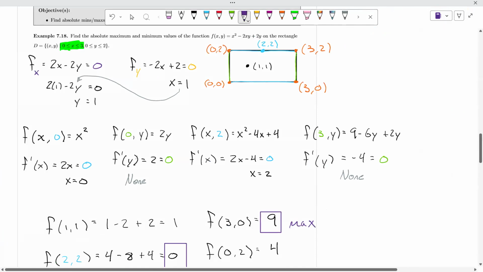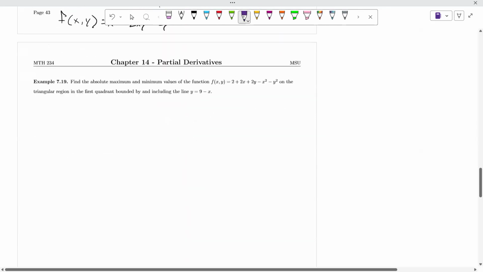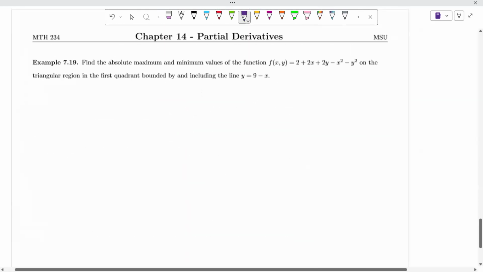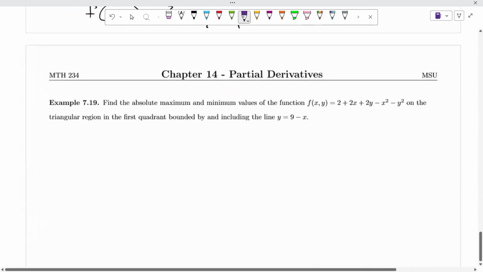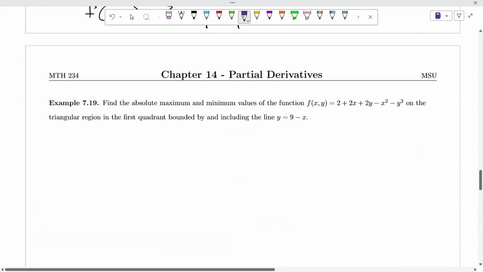So I'll move on to that. Okay, what do we have next? Finding the absolute maximum and minimum values of the function, that guy, on the triangular region, bounded by and including the line y equals 9 minus x, and in the first quadrant. So let's draw ourselves a triangular region.